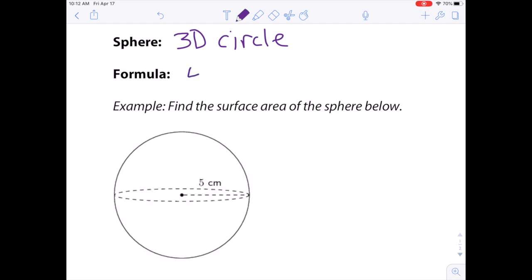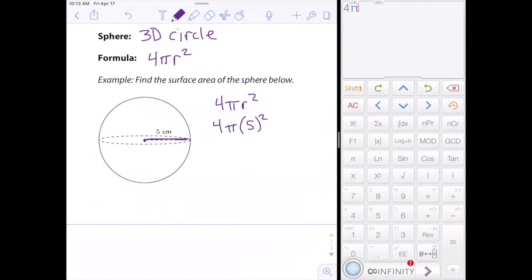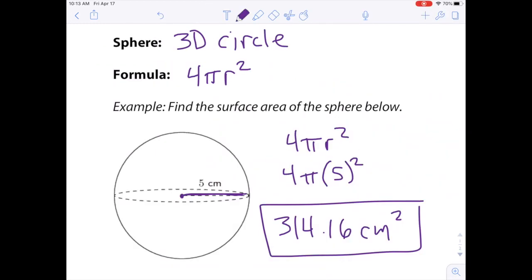All right, so the formula for a sphere is 4 pi r squared. Easy. And you don't even have to worry about what part it is because it's the whole thing. So again, 4 pi r squared is our formula. So I'll do 4 pi. And our radius here is actually just 5. I don't have to cut it in half because it already is only half of the distance across. All right, so I've got my calculator. I'm going to type it in. And I get 314.16 about centimeters squared.